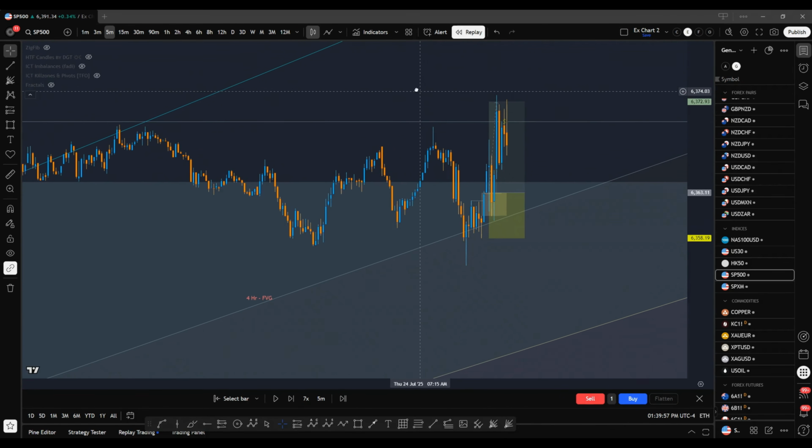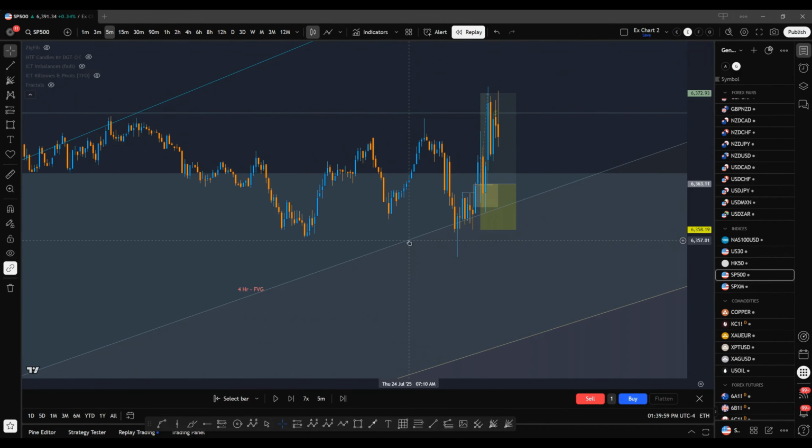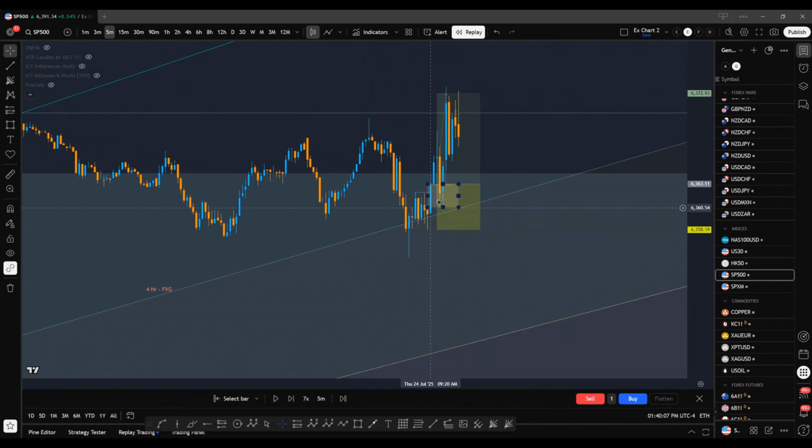And notice how price tapped into that fan line right here, respected the fan line after it had even swept that liquidity, and then rejected off of it, and then kept going back up, right? So price isn't rejecting and moving towards the upside because it happened to tap on the fan line.